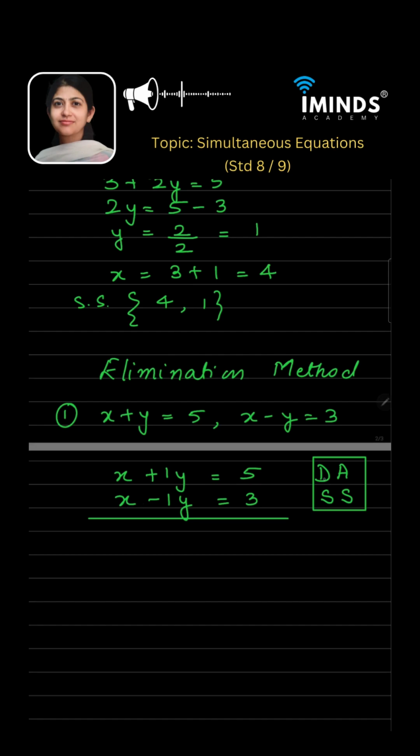Now, it is different signs, so you will add them. So when you add, plus 1 minus 1 will get cancelled. So this y coefficient got eliminated. What about the others? This will get plus. So x plus x is 2x. This has no sign, so plus sign, and this will become 8. So our 2x is equal to 8. So x is equal to 8 divided by 2, that is 4.